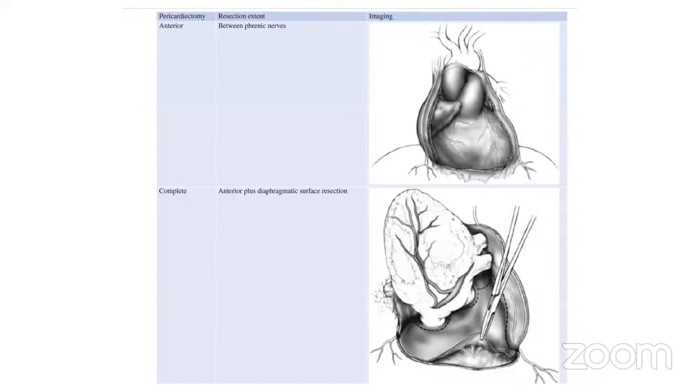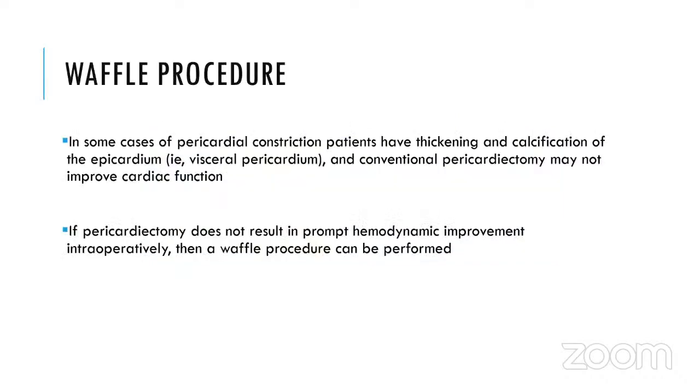With surgery, you can either do an anterior pericardiectomy, in which you resect between the two phrenic nerves, from phrenic nerve to phrenic nerve, or a complete pericardiectomy, which is anterior pericardiectomy plus resection of the diaphragmatic surface of the pericardium. And finally, you can do a radical pericardiectomy, which is complete pericardiectomy plus resection posterior to the left phrenic nerve.